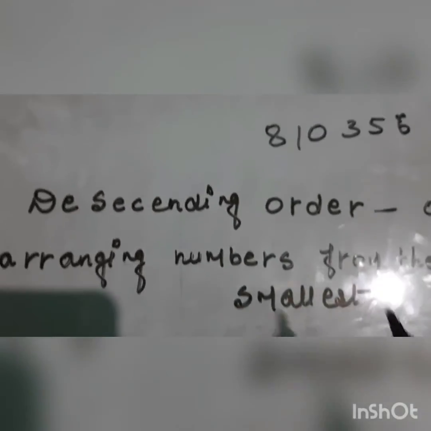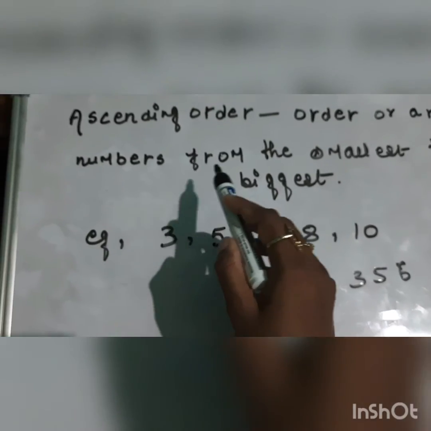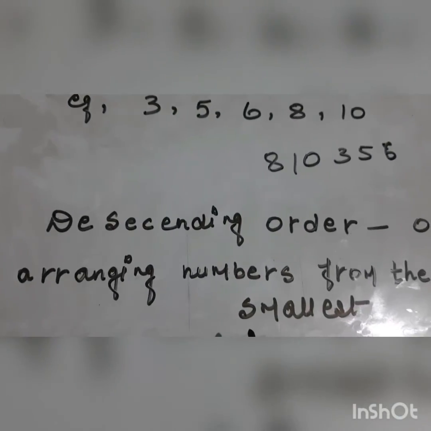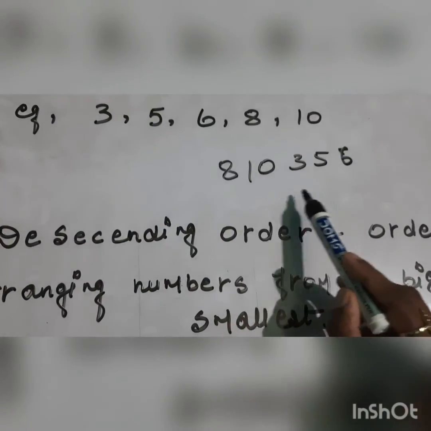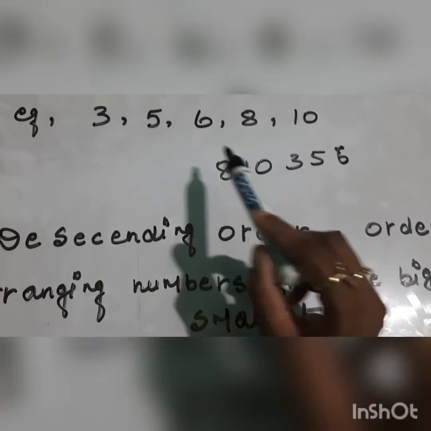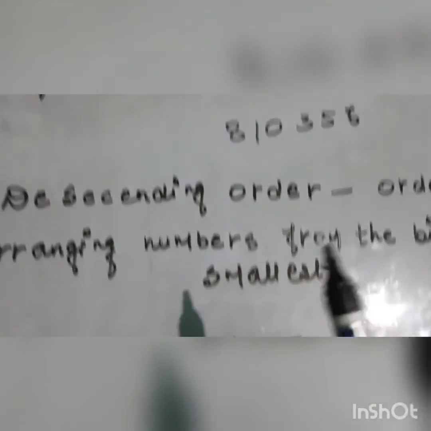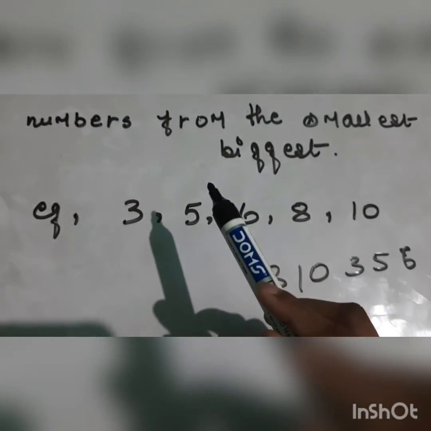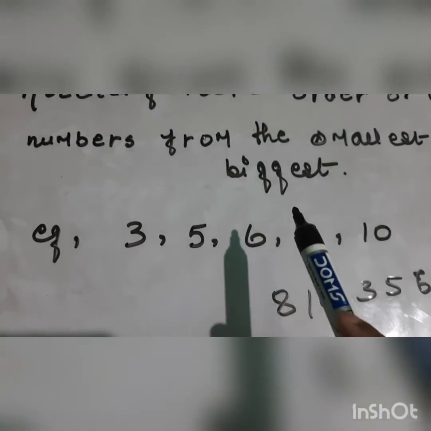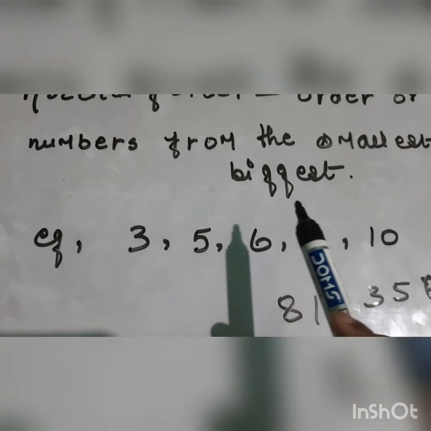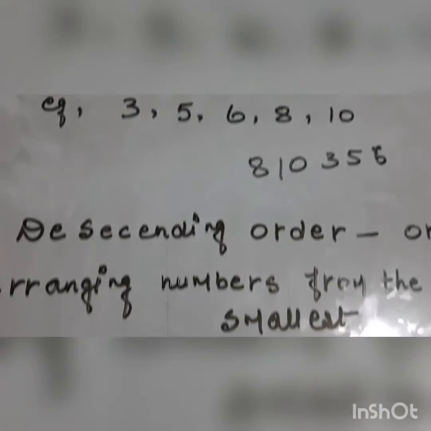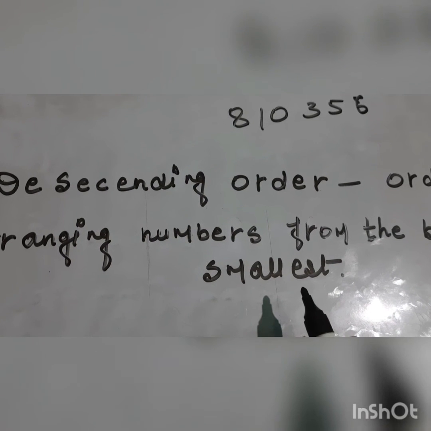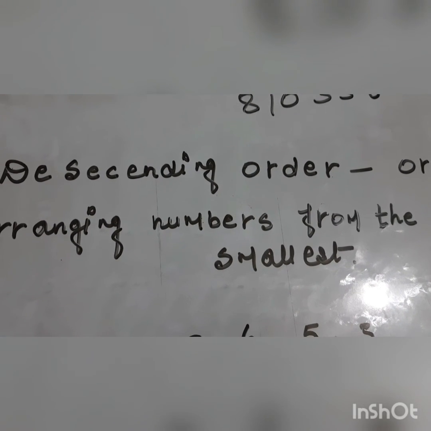So this was ascending and this was descending. These are a set of jumbled numbers, and you have arranged them in a group, in an order. From the smallest to the biggest is ascending, and from the biggest to the smallest is descending order.